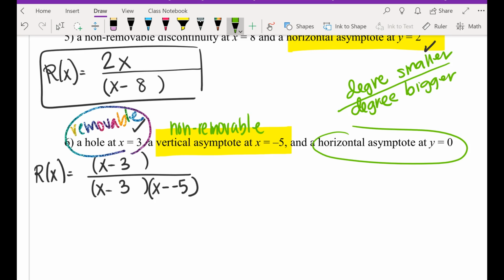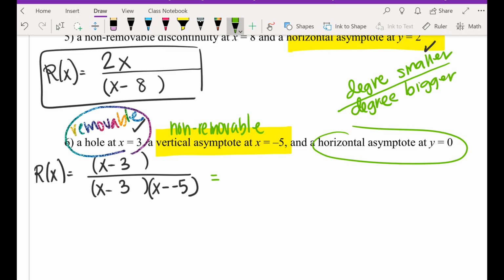Okay. So let's check our degree really quickly before we proceed. What's the degree on the top? 1. What's the degree on the bottom? 2. Does that meet the requirement? Yeah. We're good. We don't have to add any more. You can, but you don't have to. So right now we're going to FOIL it out.